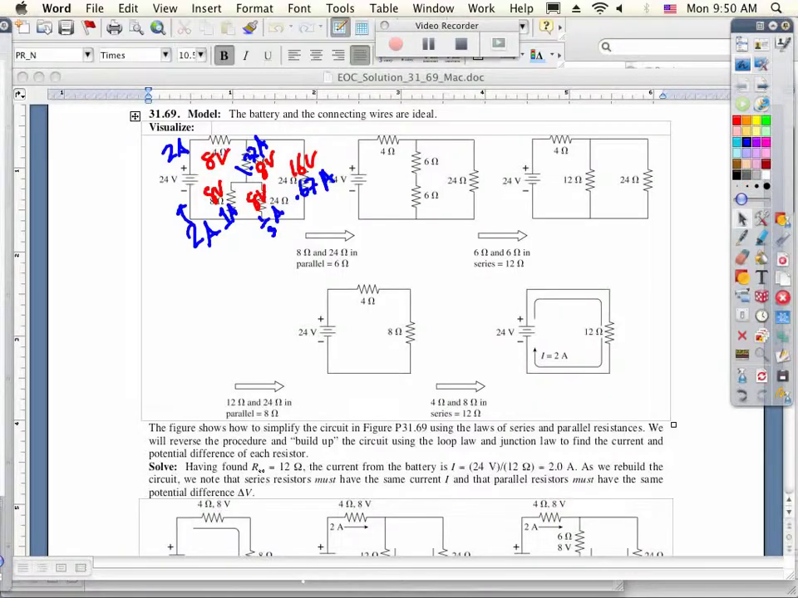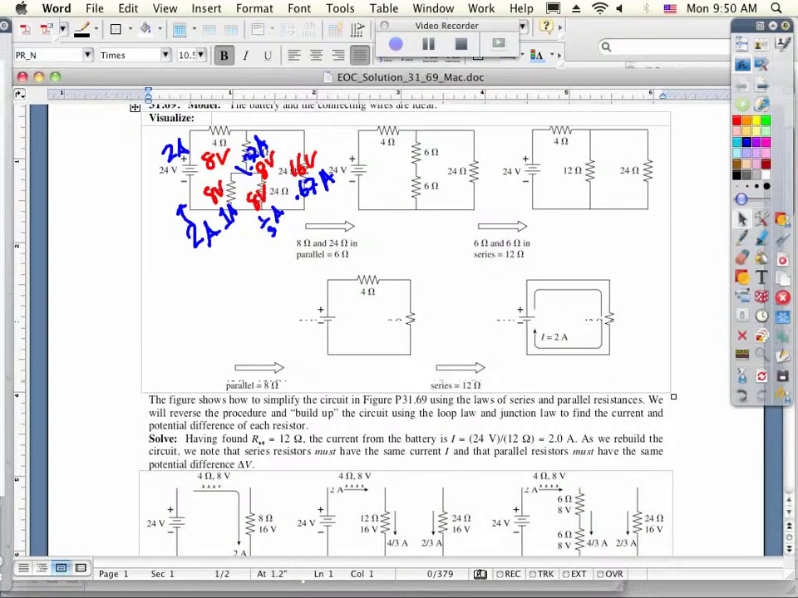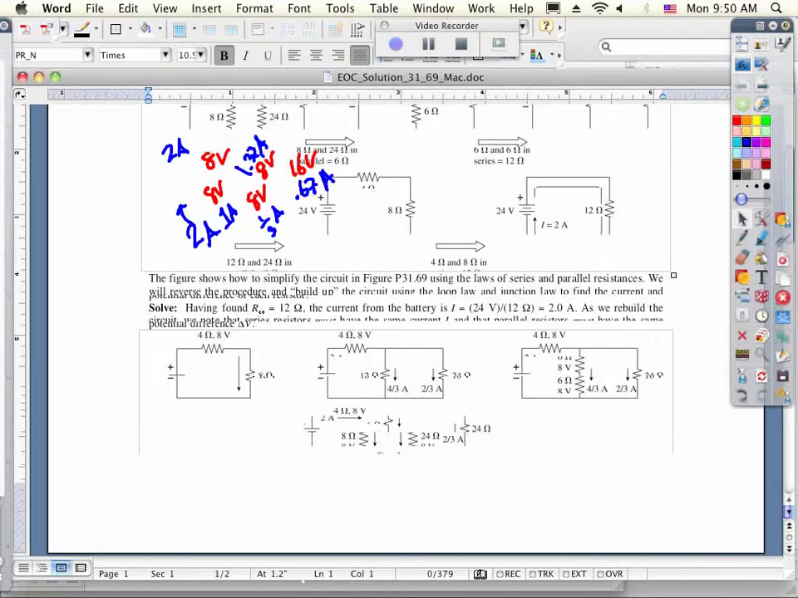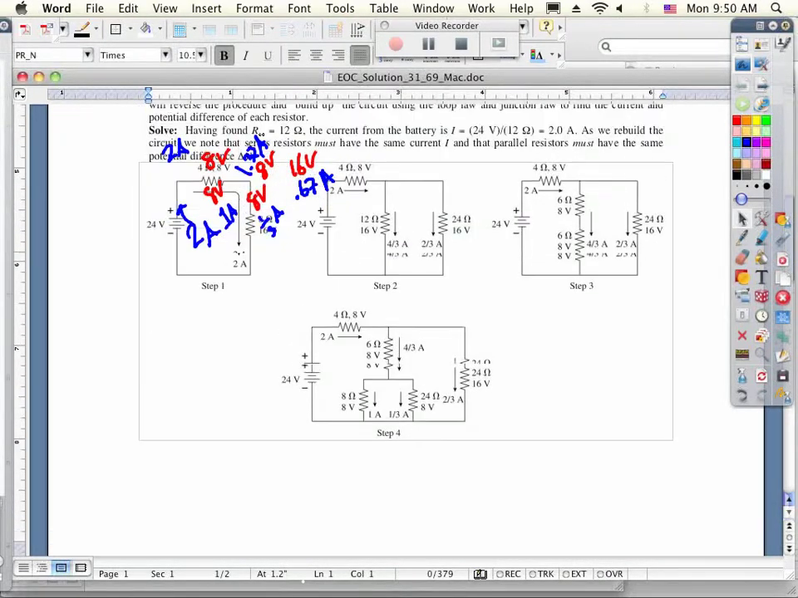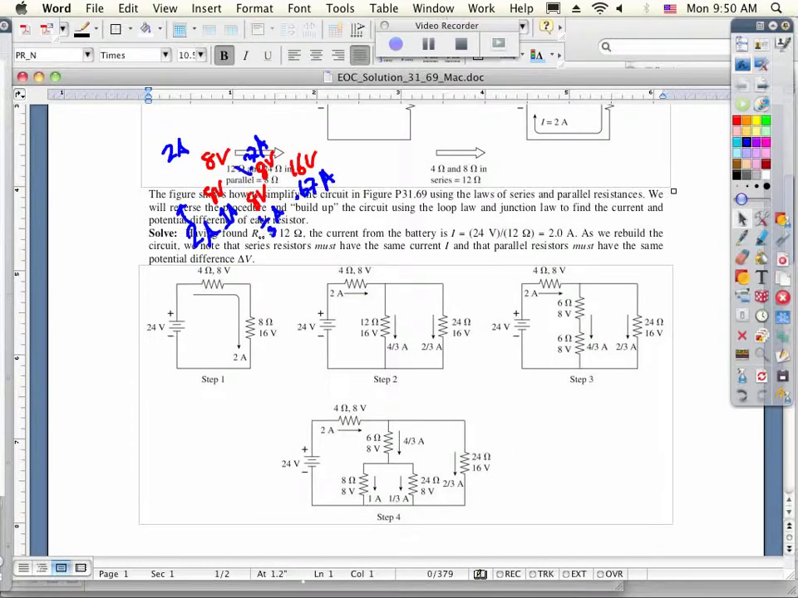Okay, now, they did that, and they do pretty much the same thing. They get 2 amps, 8 volts, and then just use the junction and loop rules all the way around. Okay, any questions there? Okay, so that's recorded.